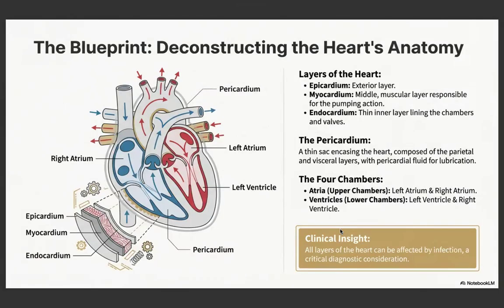All right, so the anatomy of the heart, it has three different layers. We have our epicardium, our myocardium, which is the middle. It's responsible for the actual muscular pumping action of the heart. And then we have the endocardium, which is that thin layer inside of the atriums, ventricles, as well as the valves. The epicardium is the outside layer, and then you have your pericardium, which is the thin sac that encases the heart.